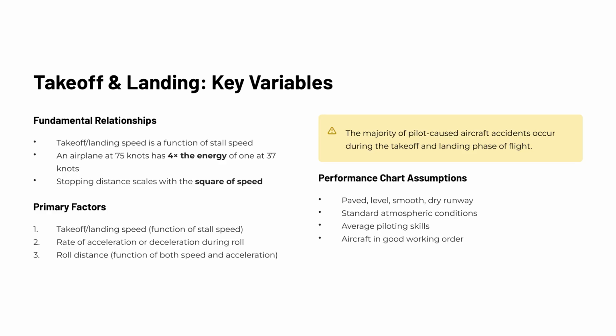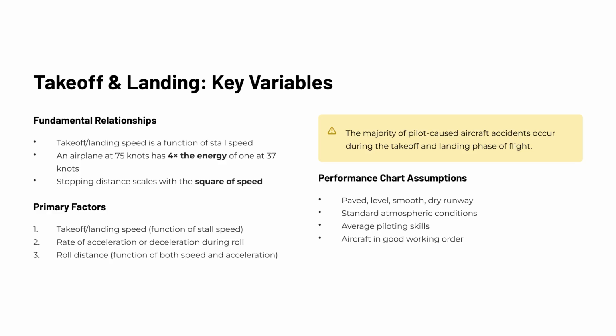Understanding the key variables that affect takeoff and landing performance is essential to safe flight operations, and it begins with one fundamental concept. Your takeoff and landing speed is directly tied to your stall speed. The relationship between speed and energy is not linear. It's exponential. An aircraft traveling at 75 knots carries 4 times the kinetic energy of one moving at 37 knots.